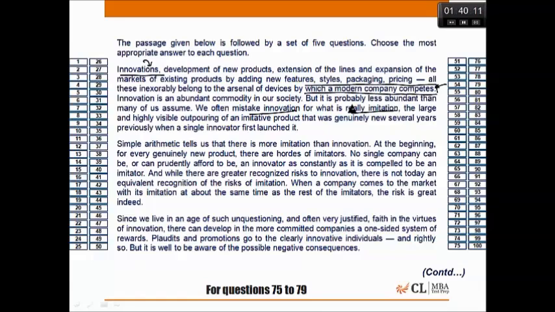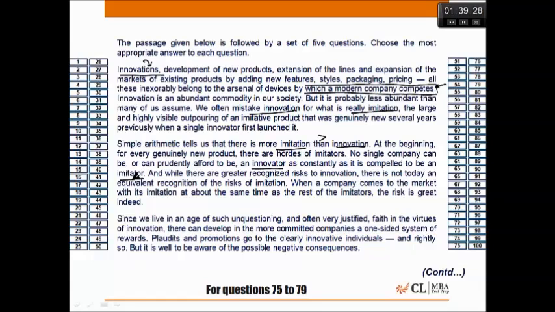Let's see how the story is going. Simple arithmetic tells us that there is more imitation than innovation. Great. Okay, imitation is greater than innovation. At the beginning, for every genuinely new product, there are hordes of imitators. No single company can be, or can prudently afford to be, an innovator as constantly as it is compelled to be an imitator. Oh, that's a good start. He's saying that you have to be both an innovator and also an imitator. And while there are greatly recognized risks to innovation, there is not today an equivalent recognition of the risk of imitation. Okay. Risk of innovation is recognized, risk of imitation not recognized. So when a company comes to the market with its imitation at about the same time as the rest of the imitators, the risk is great indeed.